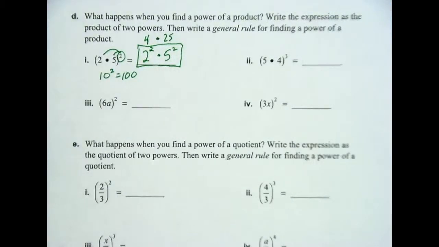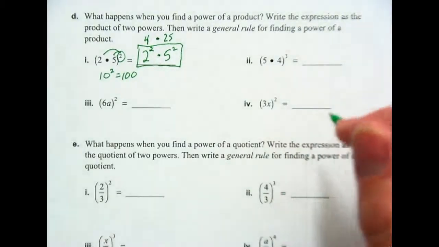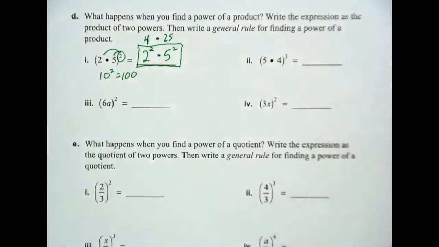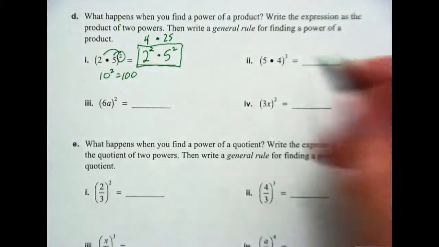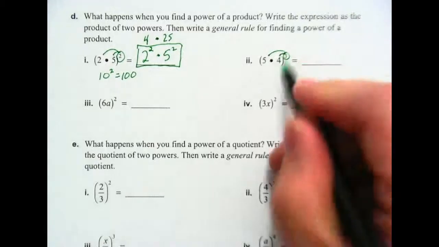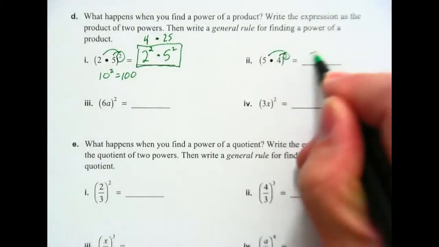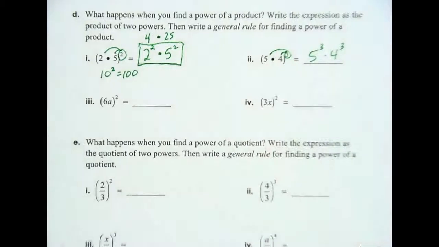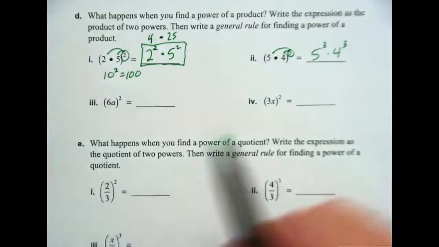Someone help Jake out. What do we do there, Chelsea? We do 5 to the 3rd power times 4 to the 3rd power. Okay, so Jake, you're paying attention now, right? 5 cubed and 4 cubed. So it's that quick. We're just bringing that power into each factor.